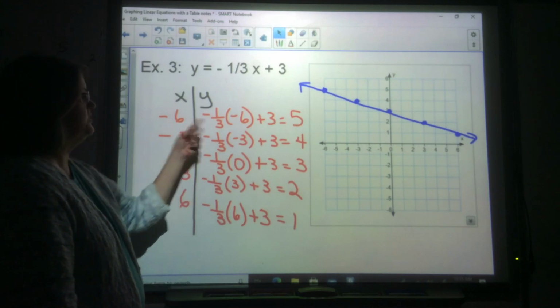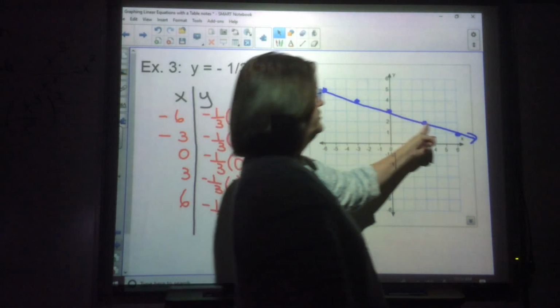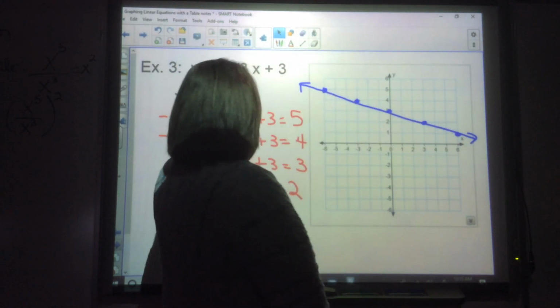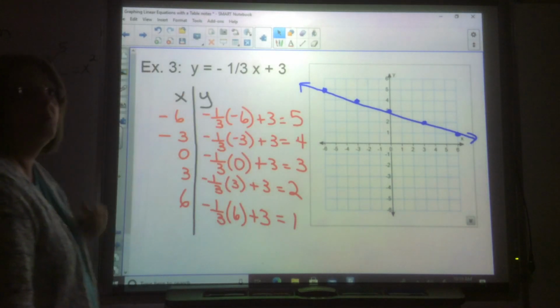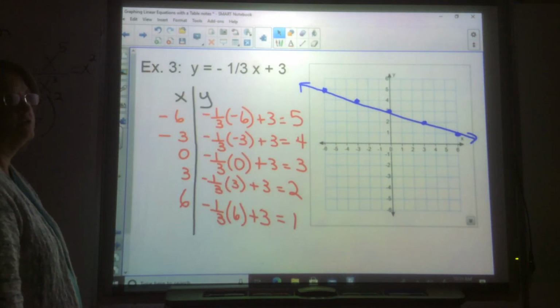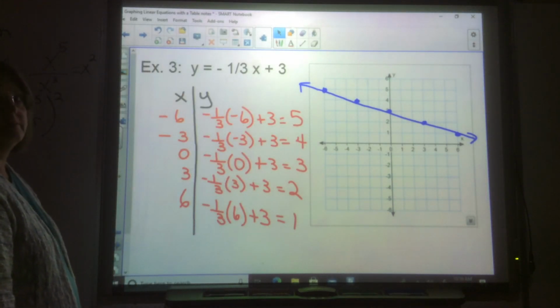Again, I plot each of these points, and as you see, it is going down. That's a negative slope, so it's going down from left to right, not going quite as steep because it's a fractional slope, so it's not as steep.